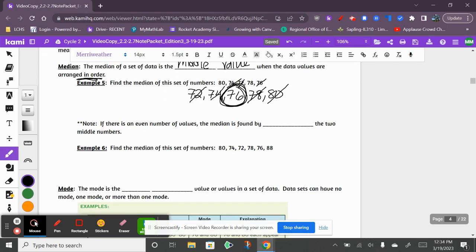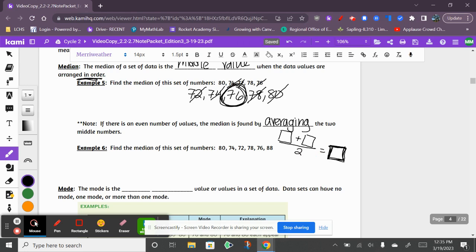However, there can be a special scenario with this. If there are an even number of values in your data set, the median is found by averaging the two middle numbers. So what you will do is take the two middle numbers, add them together, and divide by 2. That will give you your answer.